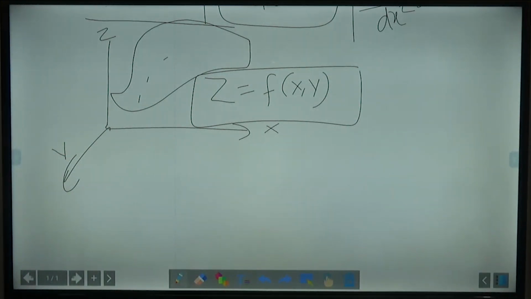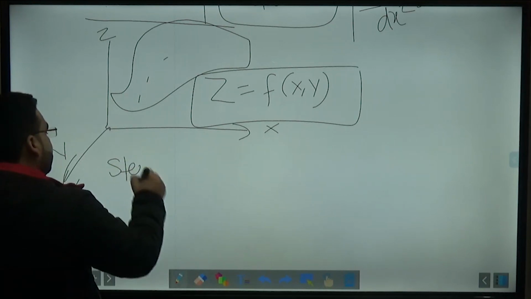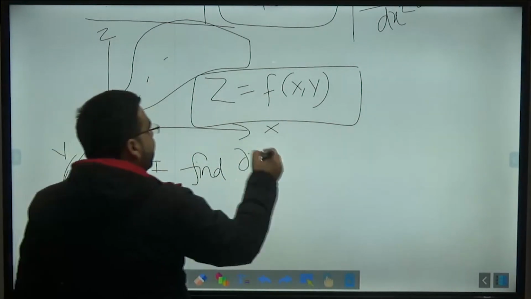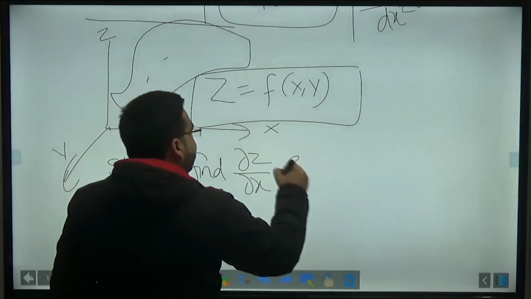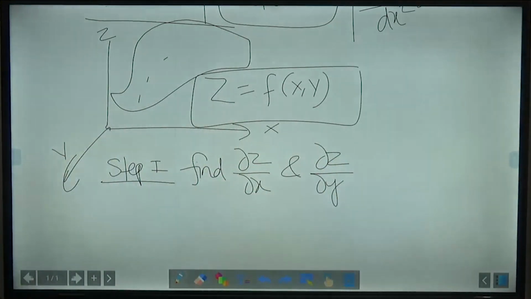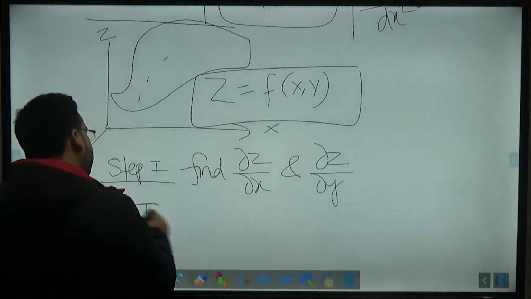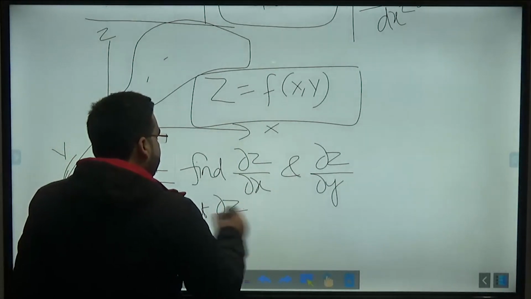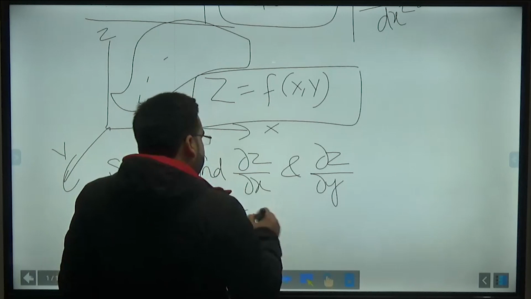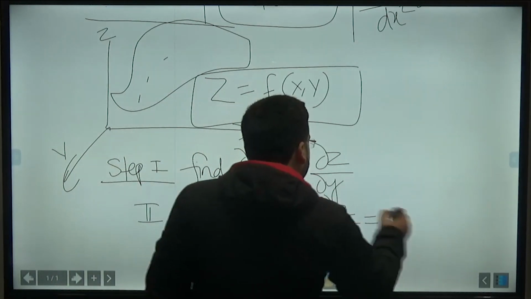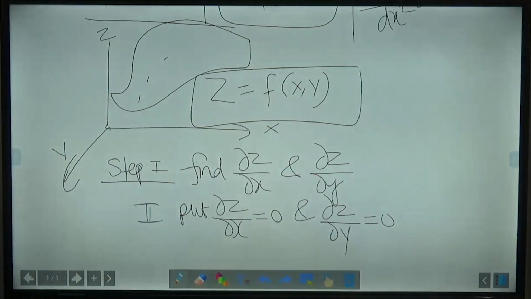So what are the various steps? Step number one is to find dou z by dou x and dou z by dou y. The second step is similar to before: put dou z by dou x equal to 0 and dou z by dou y equal to 0.